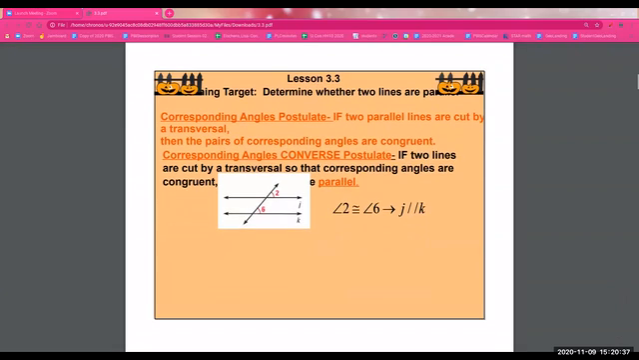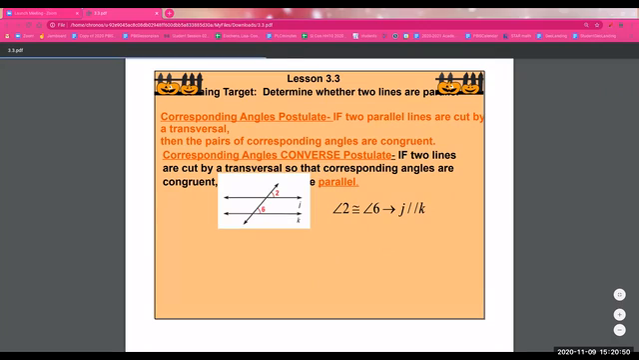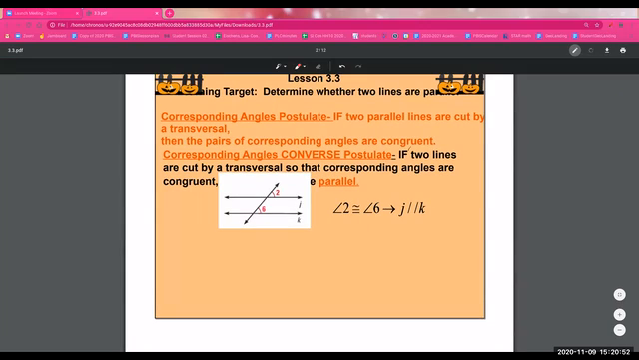postulate here. The corresponding angle postulate said if two parallel lines are cut by a transversal, then the pairs of corresponding angles are congruent. Now, the converse is when you switch that around. And what that says is, if two lines are cut by a transversal so that corresponding angles are congruent, then the lines are parallel.